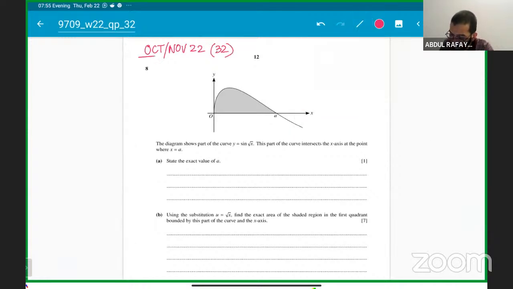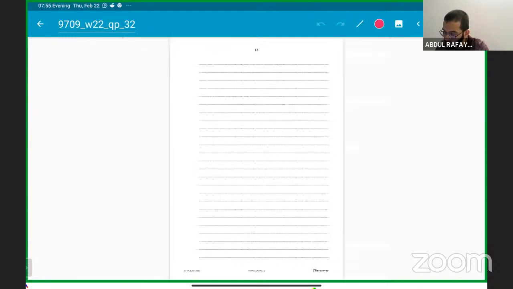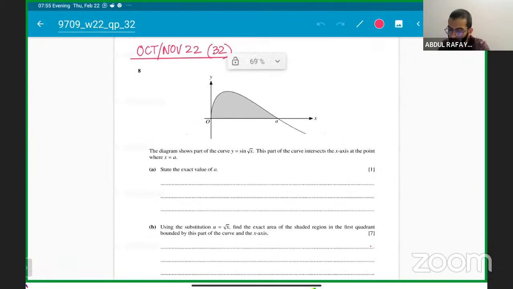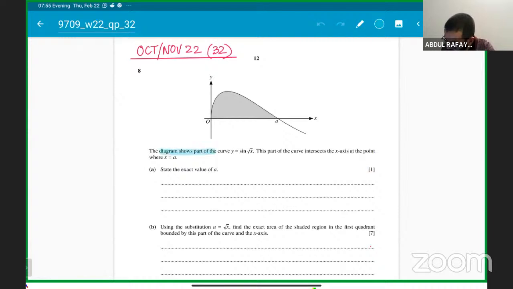Everyone got that? That was variant 3-3. So we have an 8-mark question on integration in which parts A and B are there, and we have the whole page available to solve this. Is everyone with me? Should I start? What they're telling us is that the diagram shows part of the curve y is equal to sine square root x.